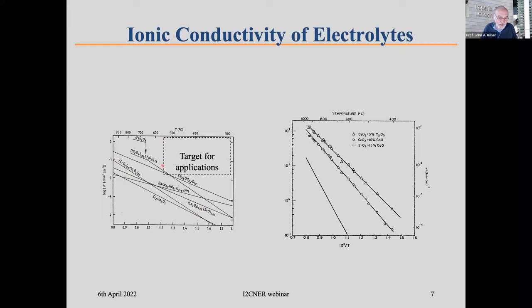Invariably there was a box that said we need to get in here to get to low temperature applications, but there was no real idea why these materials showed different levels of conductivity, why the cerias were better than the zirconias, etc., etc. Another plot here showing the sort of ranges of conductivity that we could get from what were considered almost to be equivalent materials. So one of the first things that I did in my career was to try and sort some of this out by looking at, in particular, the fluorite oxides.